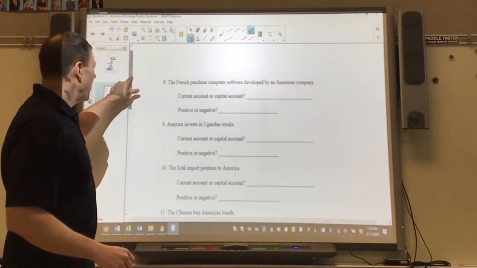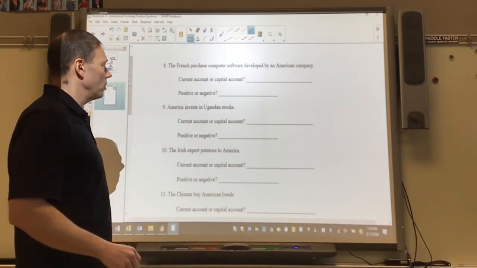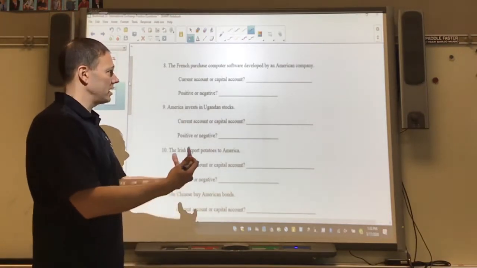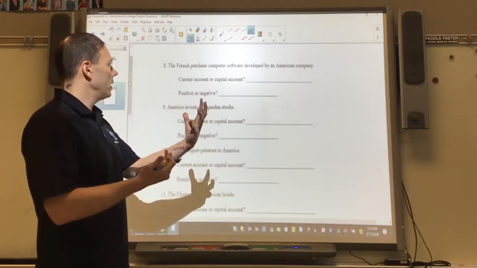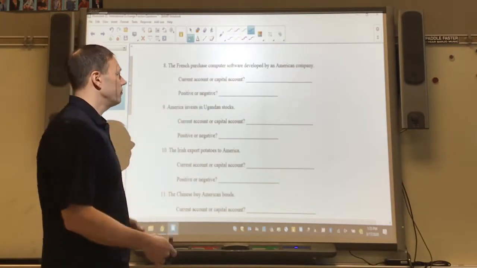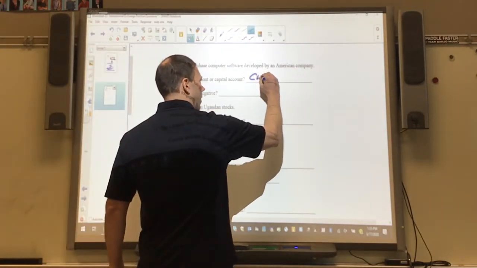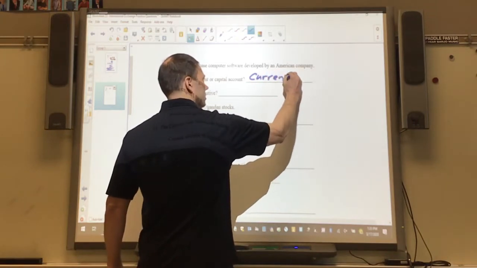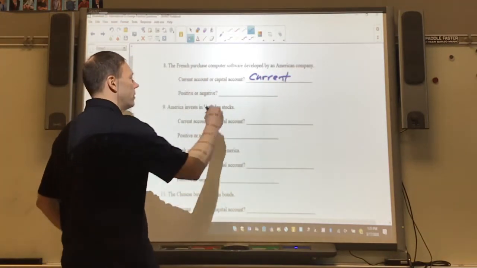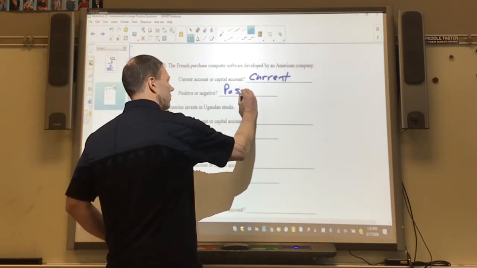All right, coming on the back, the French purchased computer software developed by an American company. Again, that's a product made in America, sent to France, and so that's going to be current account, because it was something made here, sent there, and that's going to make it positive because we get the money from France.